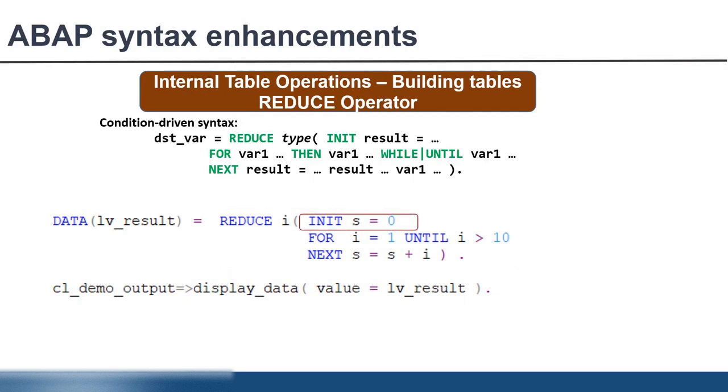Going deeper, variable S is initialized to 0 and the value of variable I is iterated from 1 to 10, and the same is added to the variable S. Finally, the result is passed to the variable LV result and you get the output.